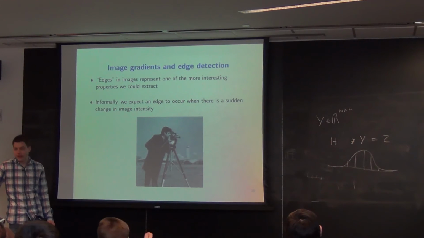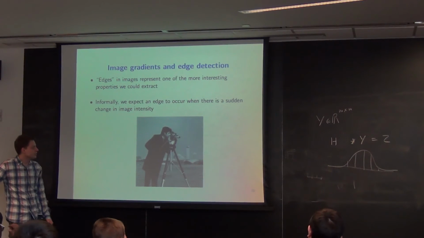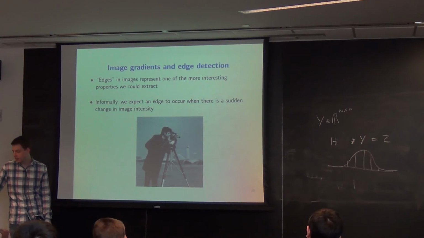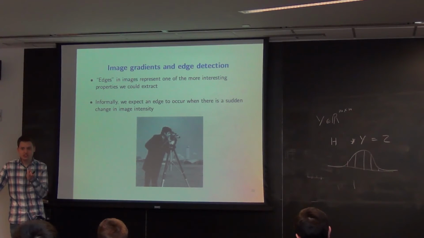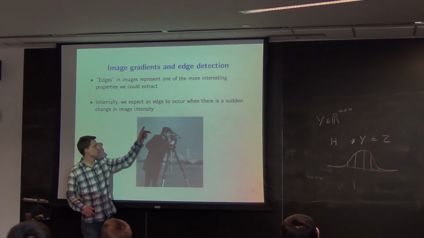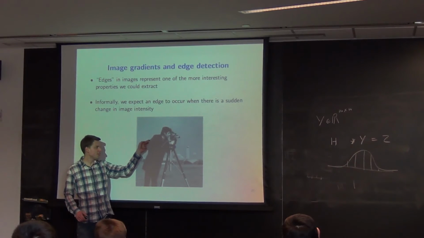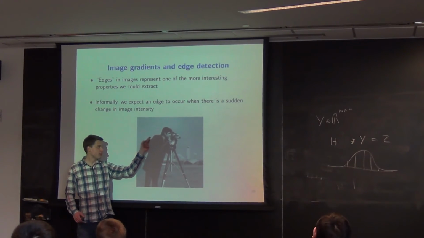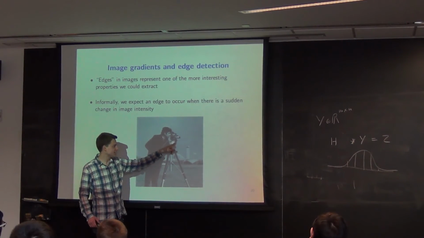So how do we go about doing that? Intuitively, what we think of as an edge is a place where the intensity of the pixels changes very quickly. We don't call these edges because the pixel values are all kind of the same here. In contrast, we would call this an edge because on this side it's gray and this side is black. I would call this an edge too, because this side is white and this side it's black.